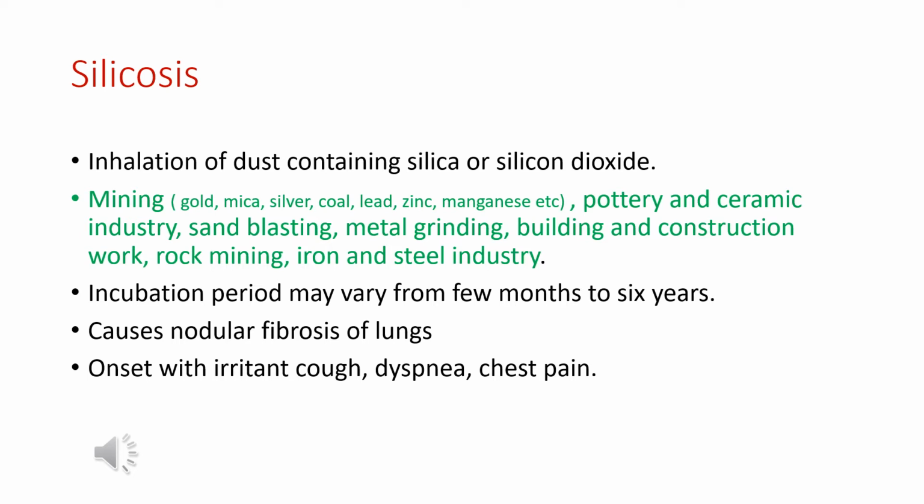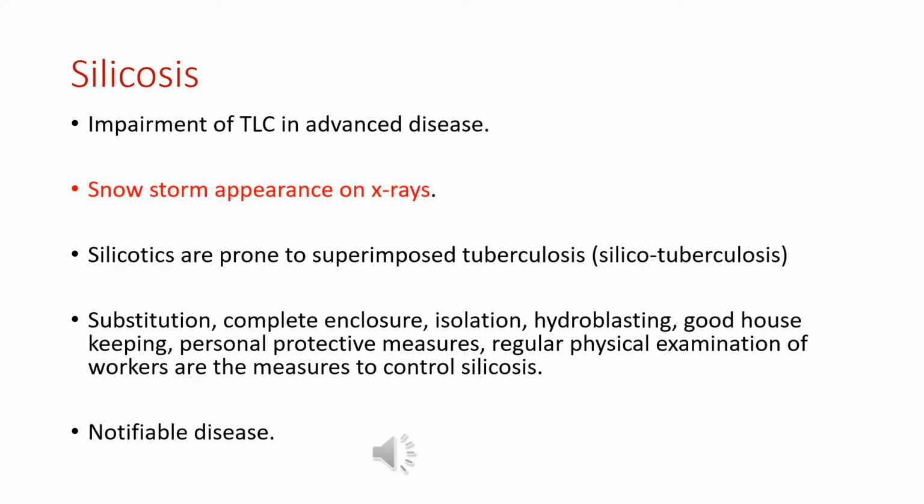The incubation period may vary from a few months to 6 years, and it eventually causes nodular fibrosis of the lungs. Onset is with irritant cough, dyspnea, and chest pain. Silicosis also involves impairment of TLC, total lung capacity, in advanced disease. A snowstorm appearance is seen on X-rays in case of silicosis, and silicotics, or the people who have silicosis, are prone to superimposed tuberculosis. So tuberculosis develops secondarily and is superimposed on silicosis, and this results in silicotuberculosis.